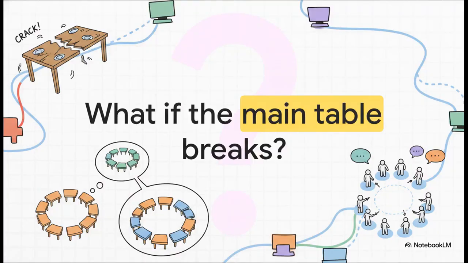Which brings us to a big question. What actually happens if that main table snaps right in half? I mean, a single point of failure like that is a really big deal in systems design. If the thought of one broken table ruining your whole event makes you sweat, you're probably wondering right now how we can arrange this room differently to make sure the conversations keep flowing.